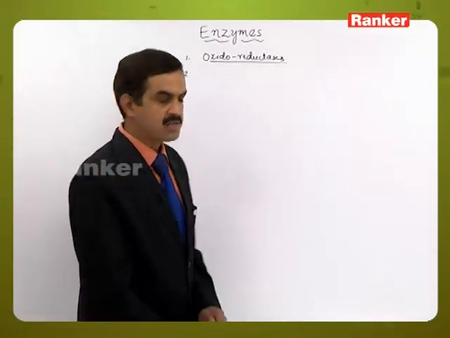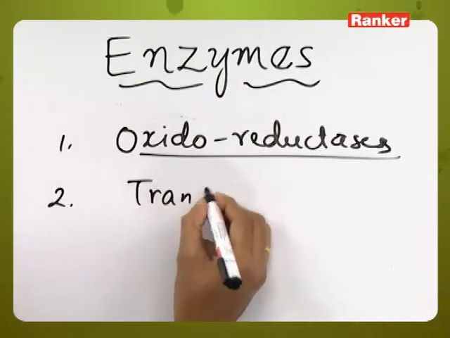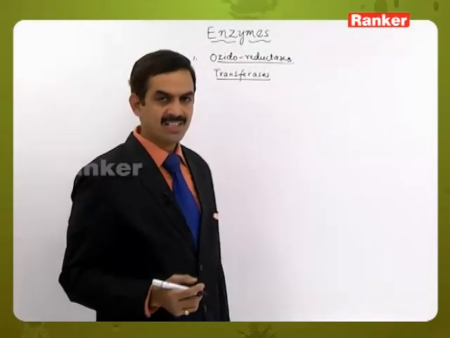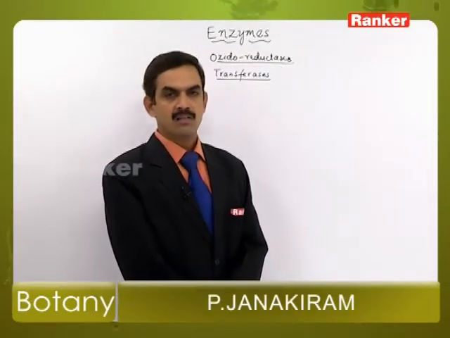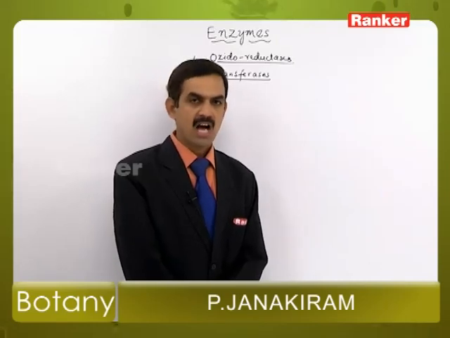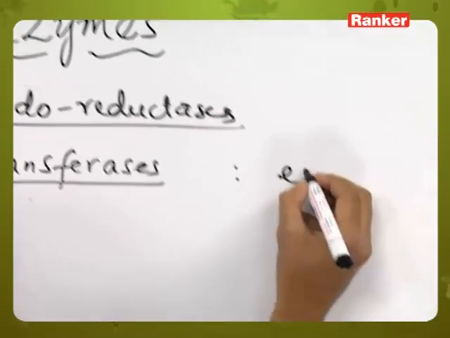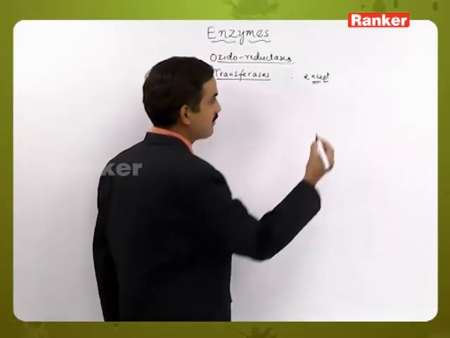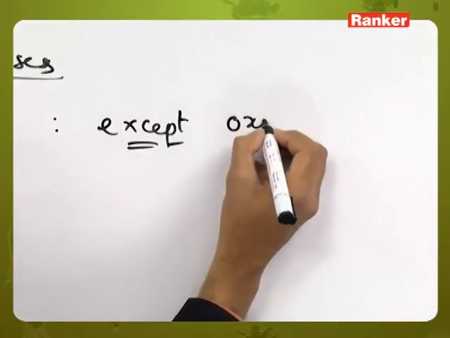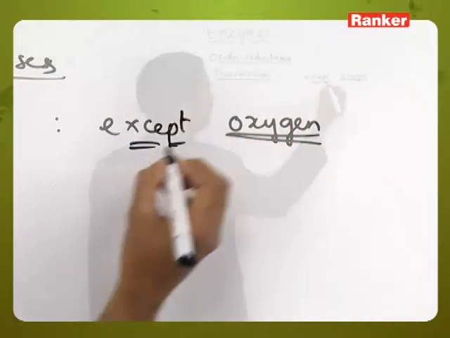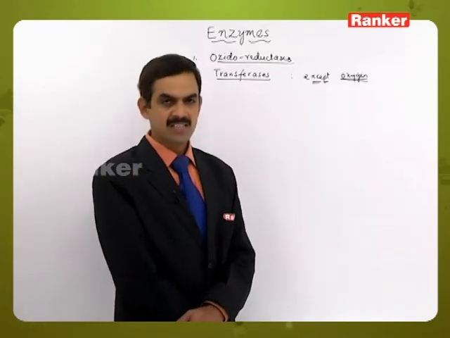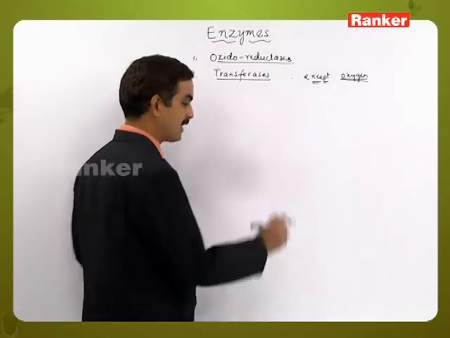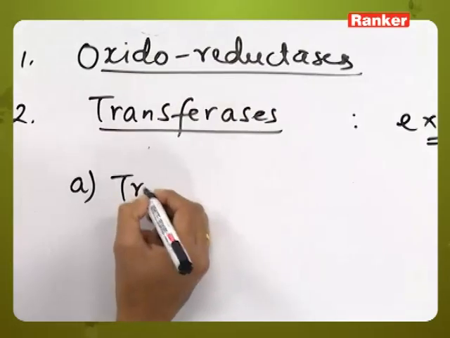The second major class is transferases. Transferases are the ones which are concerned with the transfer of groups from one molecule to the other molecule. Here the transfer of various compounds is done except oxygen. Based on the type of compound that is transferred, they have been categorized into various subclasses. Let us see some of them, that is transaminases.